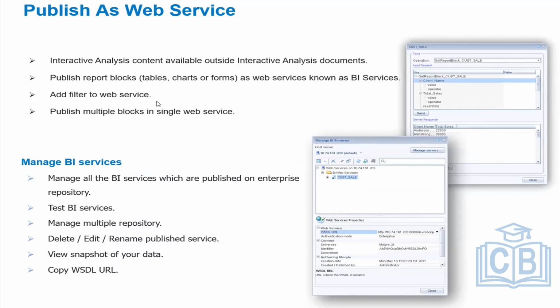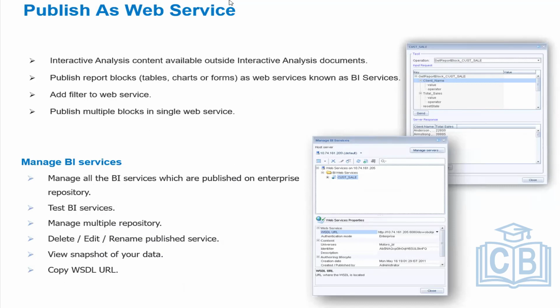Add filters to the web service. Publish multiple blocks in a single web service. We can publish multiple blocks, and we can also put filters in that, like state equal to Colorado, and we can publish that as a web service.